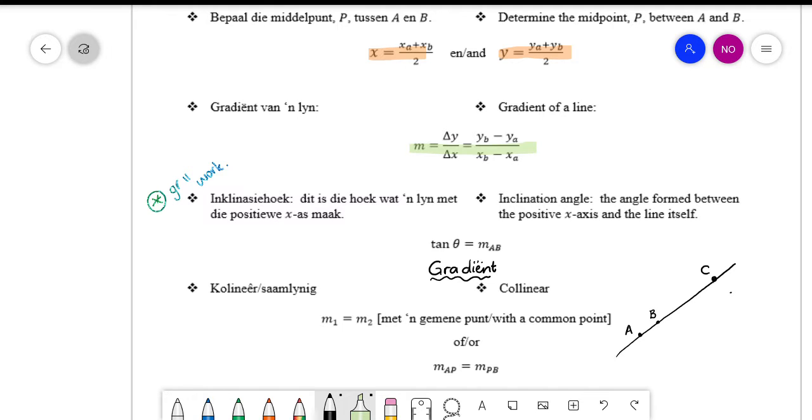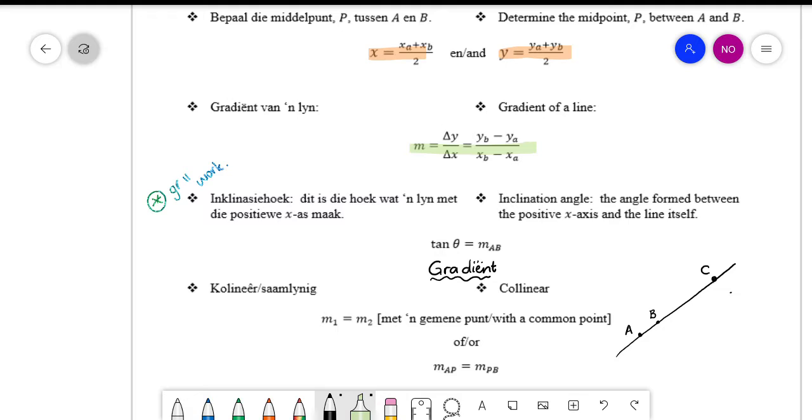Ek het as prins nie punt B halfpad tussen punt A en C gesit nie, because sometimes we read into a question something that they didn't say. Just because they are on the same line, it doesn't mean that they are the same distance from one another. Verstaan julle wat ek sê?